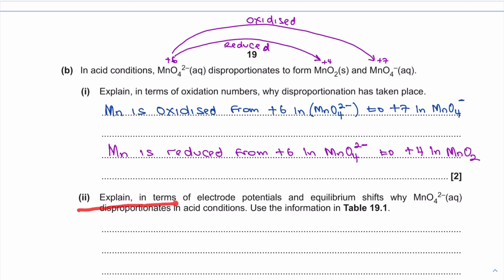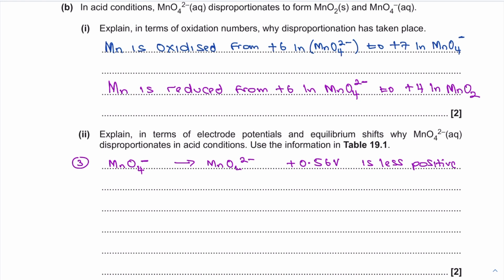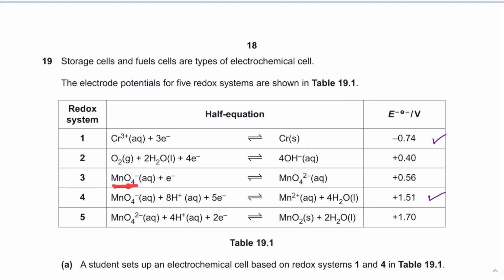Explain in terms of electrode potentials the equilibrium shift, why MnO4 2- disproportionates in acid condition. Use the information in table 19.1. The redox potential for the redox system going from MnO4- to MnO4 2- is 0.56 volts. It's less positive. If we look at the redox table, going from MnO4- to MnO4 2- is 0.56. That's positive. And going from MnO4 2- to MnO2 is +1.7.